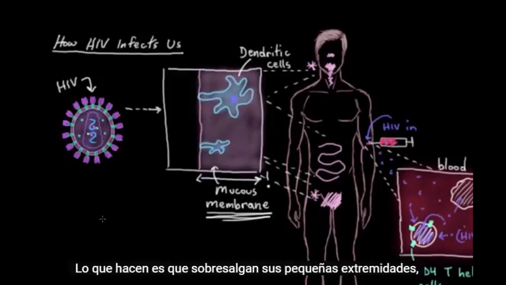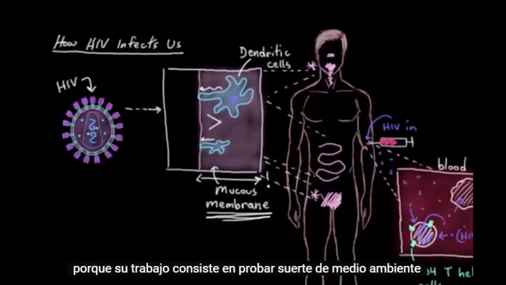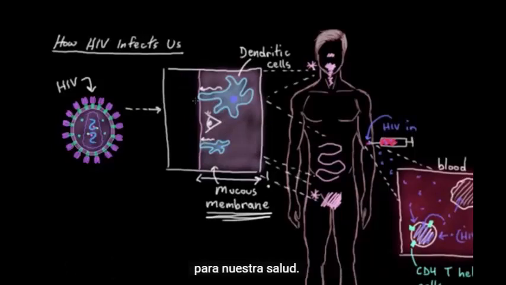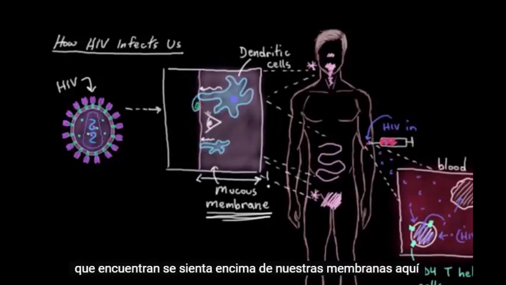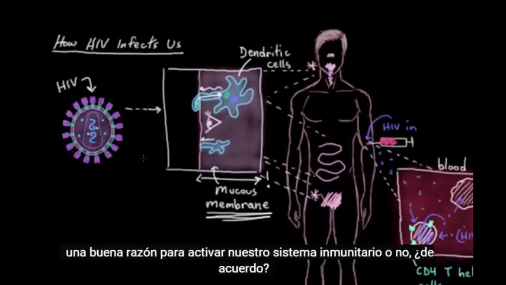What they do is they protrude their little limbs essentially up to the surface of our mucous membranes because their job is to sort of sample the environment to look for bacteria or viruses or any other threats to our health. And practically speaking, they continually grab onto particles that they find sitting on top of our membranes, and they pull them in across the membrane to check them out to see whether they found a good reason to activate our immune system or not, right?